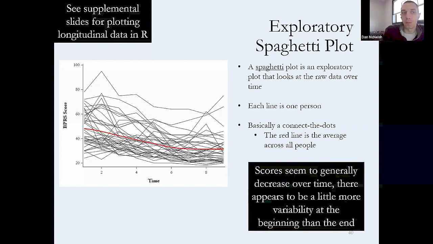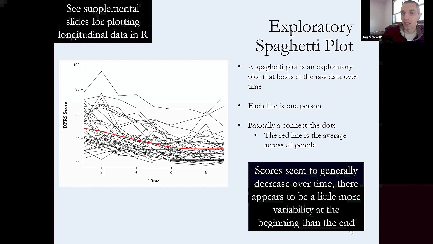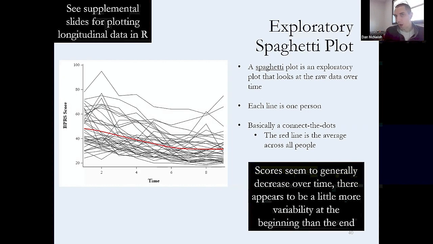On this plot, every line represents one person's data. And this is exploratory. I haven't fit any models yet. This is essentially a connect the dots of each person's data. So at each time point, what did the data look like? This red line through the middle is the average person.